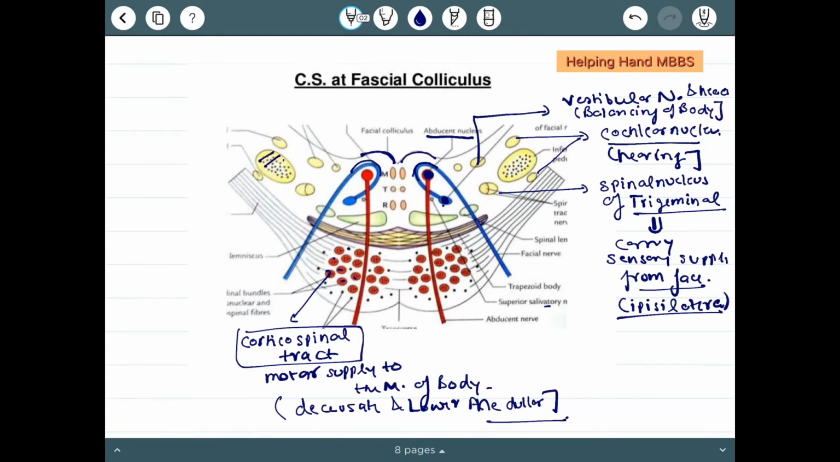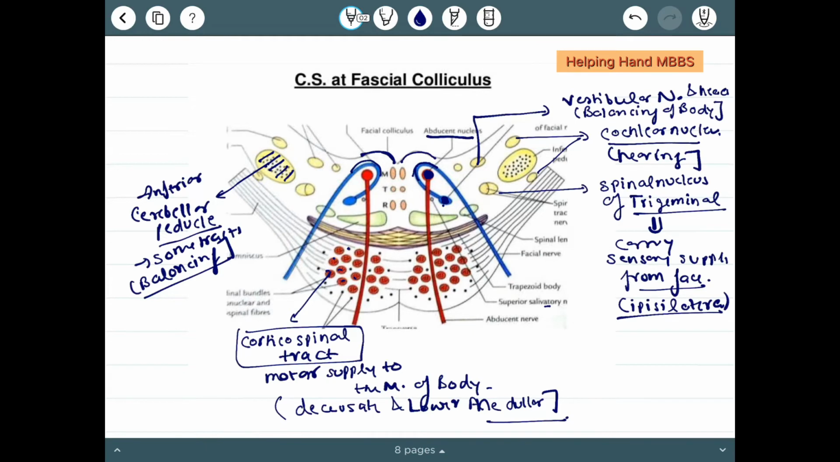The thing you can see here is the cerebellar peduncle. As I have told you, the cerebellum is behind the pons and it is connected by cerebellar peduncles to the pons. This is the inferior cerebellar peduncle. The inferior cerebellar peduncle has some tracts going to the cerebellum, which help in balancing of the body, along with the vestibular nucleus.